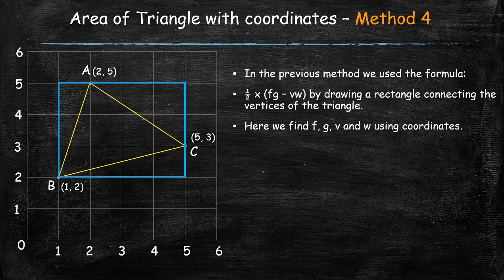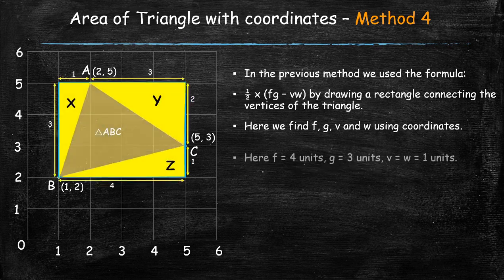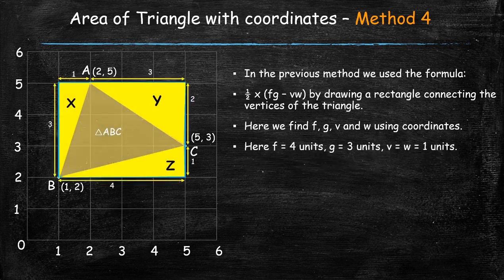Now triangle ABC. I don't know F, I don't know G, I don't know V, I don't know W, but I know the coordinates. I know that point A is at coordinate (2, 5). I know B is at coordinate (1, 2). I know coordinate C is at (5, 3). So using these coordinates, I can find the lengths of F, G, V and W. F is 4 units, G is 3 units, V equal to W equal to 1 unit.